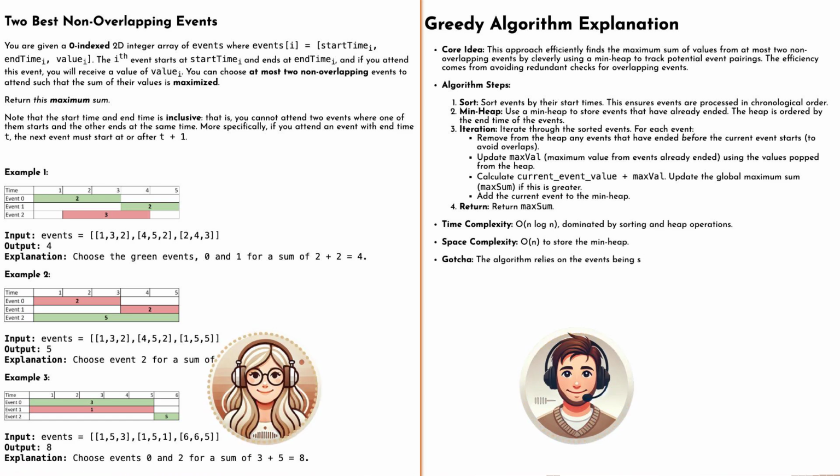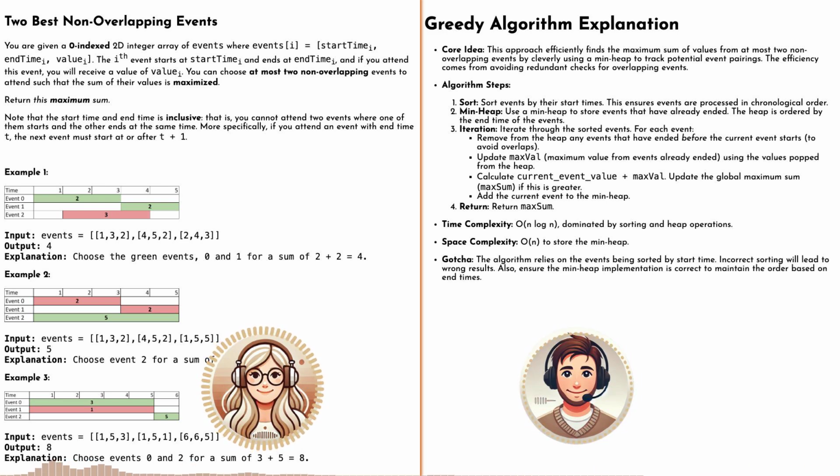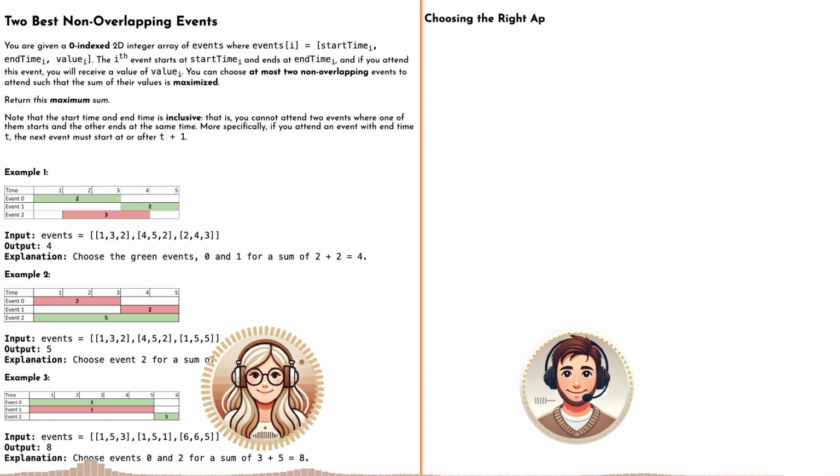Exactly. So how would that actually work for this event problem? So one way to use a greedy approach here is you could sort the events by their end times. And then you just go through them one by one and pick the event with the highest value that doesn't overlap with anything you've already chosen. Okay, so both of those seem like pretty good options. They are.